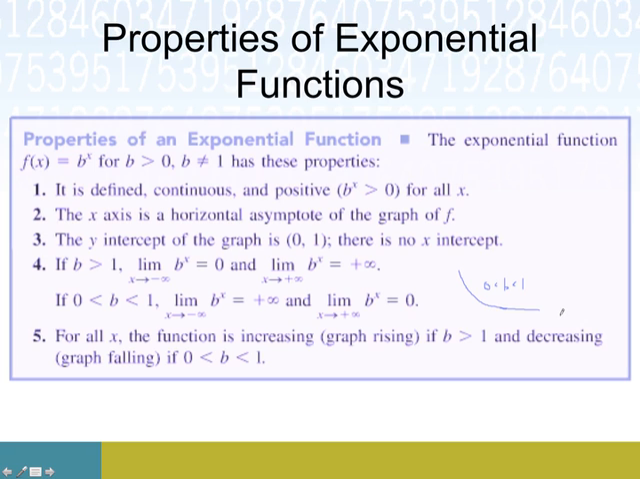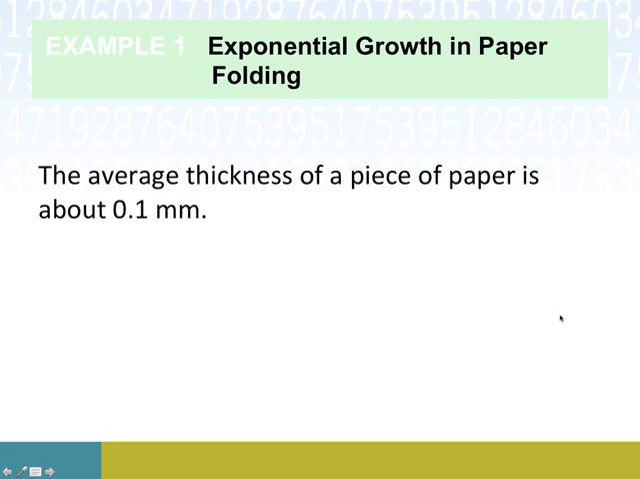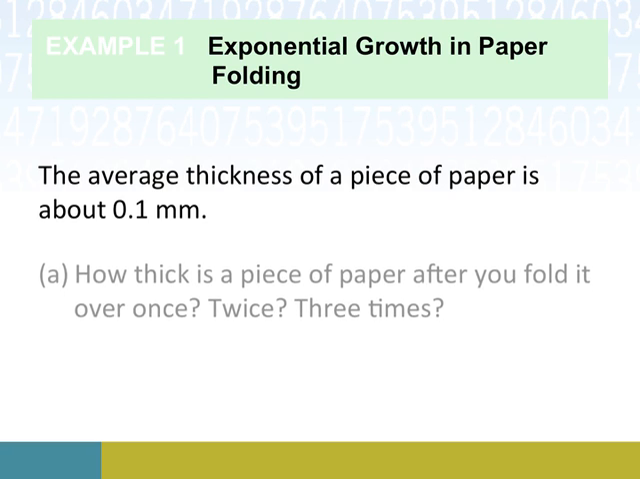Okay, so that's just a big old data dump. But here's one of my favorite applications of exponential growth, just to see how this plays out. The average thickness of a piece of paper is about 0.1 millimeters. It depends on the grade of the paper and whatnot, but let's just stick with that.